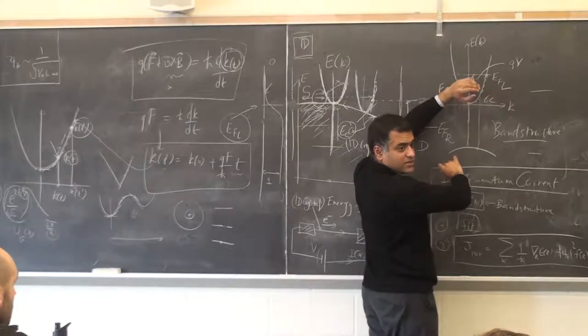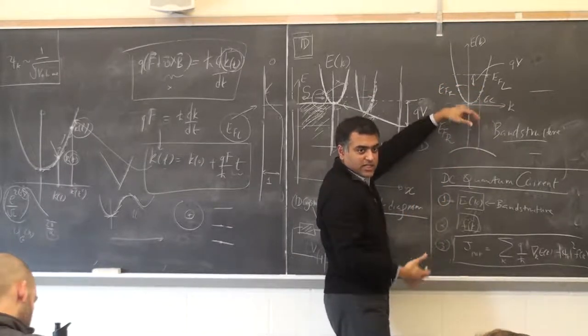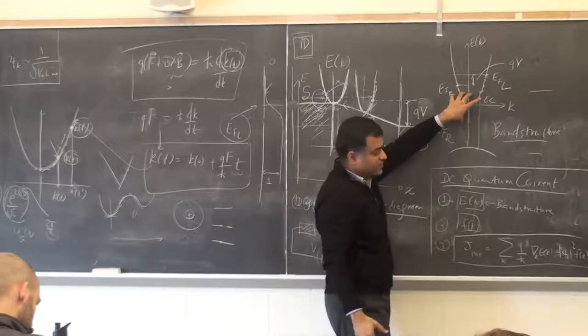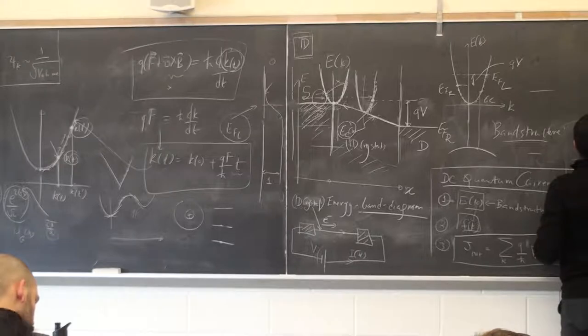That's what happens, so you don't get as much current as possible. You just always get less than the ballistic limit. This is the maximum you can get out of it. And the net current now for 1D, J net, will be here.